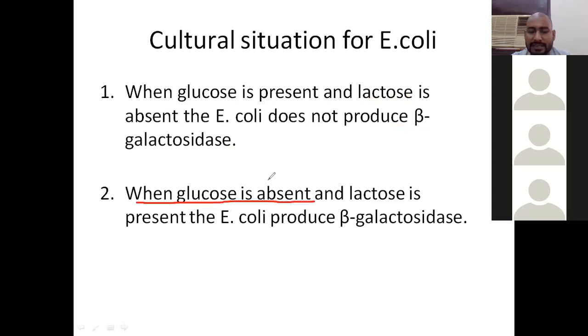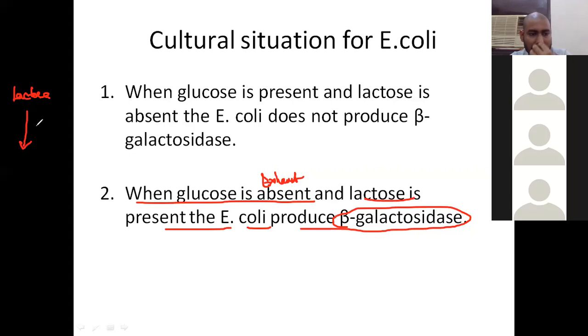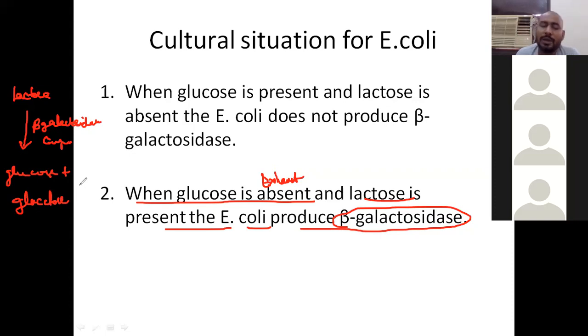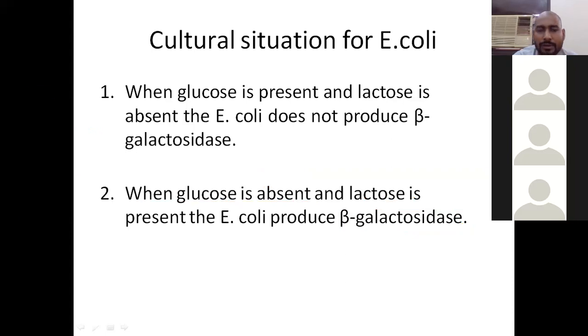When glucose is absent, meaning completely exhausted and consumed by the bacteria, and lactose is present, E. coli produces beta galactosidase. This lactose is hydrolyzed with the help of the enzyme beta galactosidase into glucose plus galactose. This is the normal way. But firstly it will try to consume the glucose molecules. When the glucose is completely absent, then it will attack the lactose.